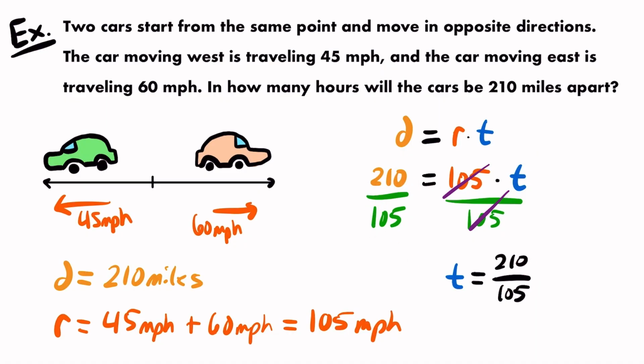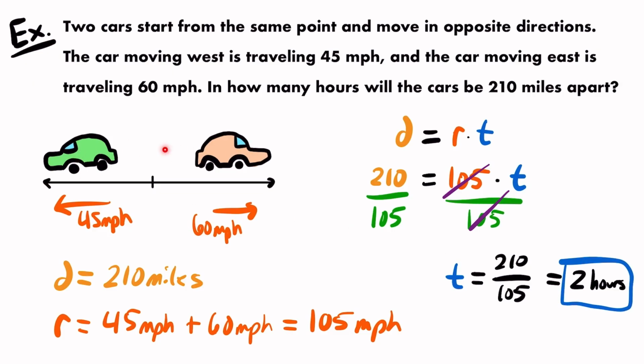And this will actually simplify very nicely. 210 divided by 105 is 2. If you multiply 105 by 2, you will get 210. All right, so we get 2 for the value of t, or more specifically, don't forget your units, that would be an amount of hours, so t is equal to 2 hours. That is the final answer to this uniform motion problem.